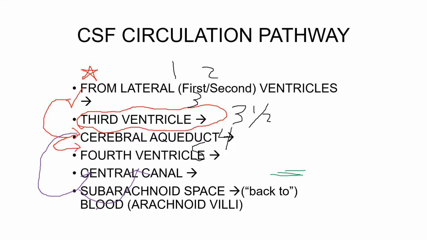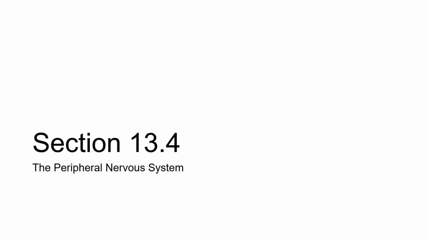It just depends. All right, so we have covered everything we need to know about the central nervous system for this chapter. Our last topic is going to be on the peripheral nervous system. We're going to cover just a tiny little bit on nerves, and then we're going to talk about those 12 pairs of cranial nerves, which will conclude this chapter.